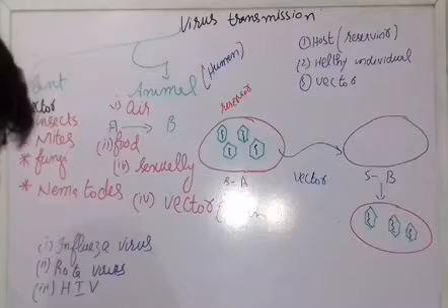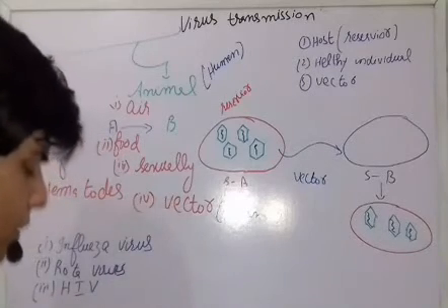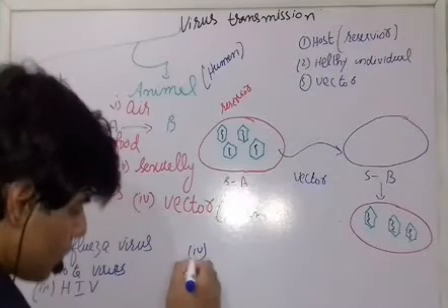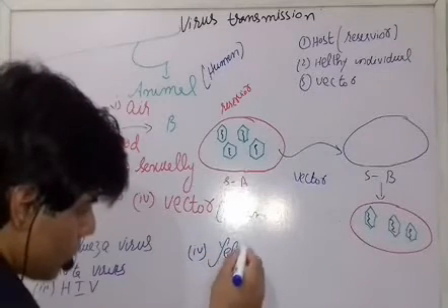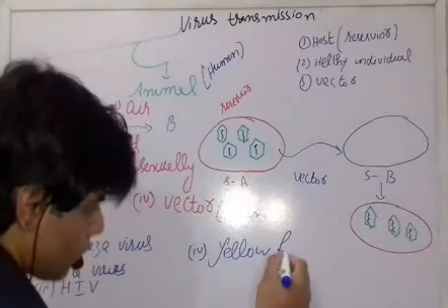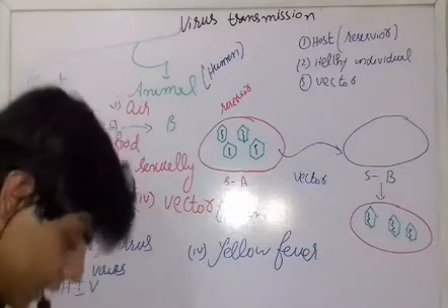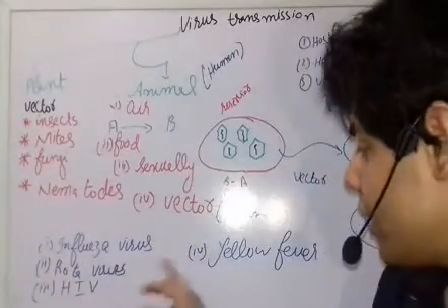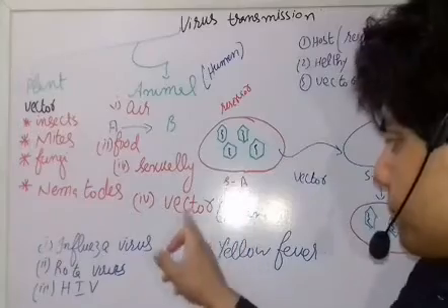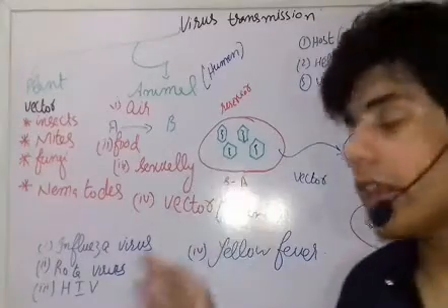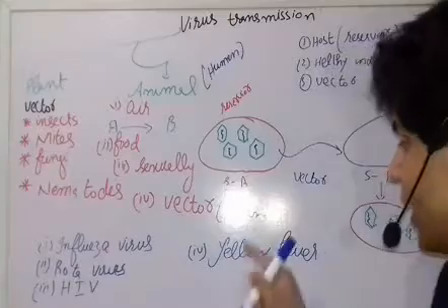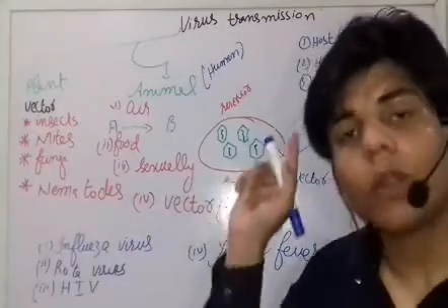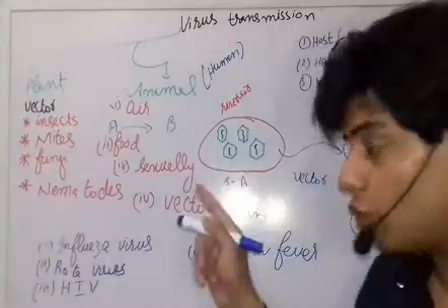Fine. So in this case, the example is yellow fever. Yellow fever is the example. It means rodents carry the yellow fever from the infected person to the healthy person, or from the infected human to the healthy human. Fine.